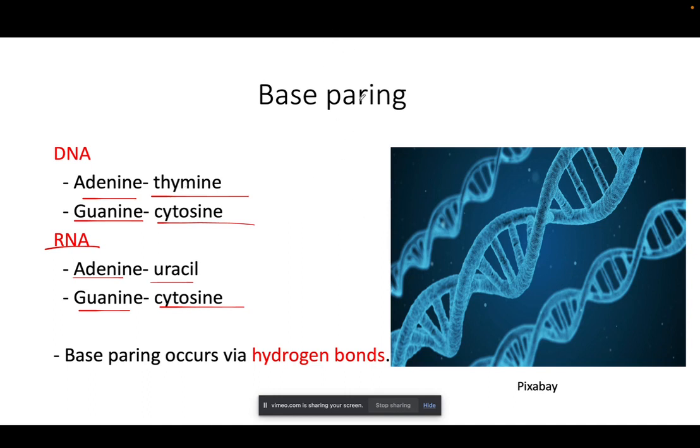Okay, and again, as I mentioned, this base pairing occurs via hydrogen bonds. This is very important for you to know for your exam, because they often ask you a question about what bonds this base pairing occurs via. So don't confuse the phosphodiester bond with the hydrogen bond. The nitrogenous bases are attached to each other via hydrogen bonds, whereas the nucleotides are attached via phosphodiester bonds. Okay, so this is a very important and very high yield concept for college classes.